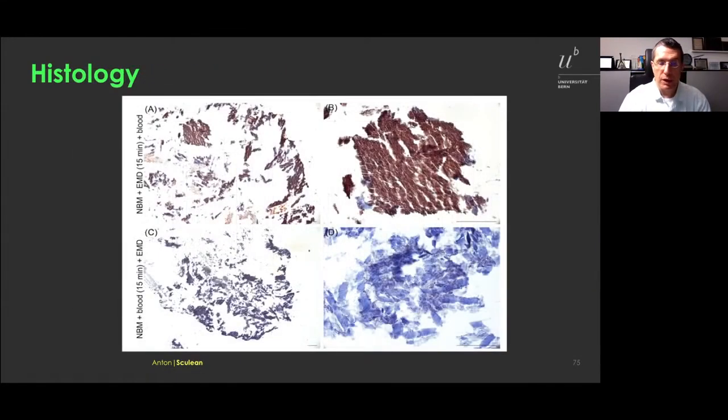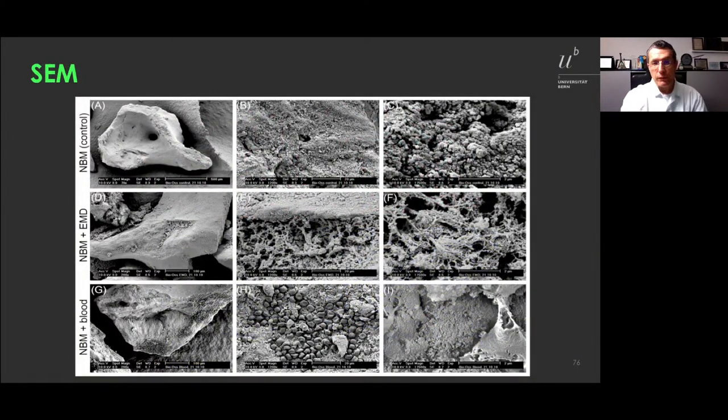And you see the same on the histologic slide. What does this dark brown line mean? It means that the enamel matrix proteins enter the particles, the porosity, and that's why they are stained brown with antibodies. If you add blood immediately, then you have the counterstaining with toluidine blue, indicating that there is almost no protein penetration in the porosity. This is now demonstrated histologically.